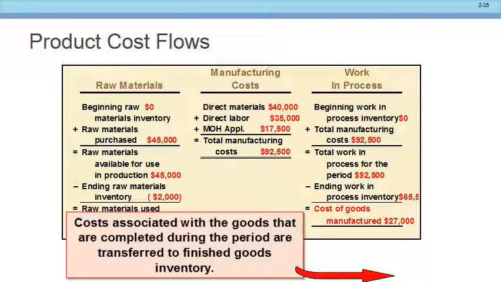So if I ask you cost of goods manufactured, it's my beginning work in progress plus my total manufacturing cost for the period for the work in progress. That gives me my total work in progress for the period minus my ending work in progress. Means those things aren't done. Means the things that were finished were my cost of goods manufactured. Where are these going? These are going to go to finished goods, aren't they? Okay, so we take those to our finished goods.